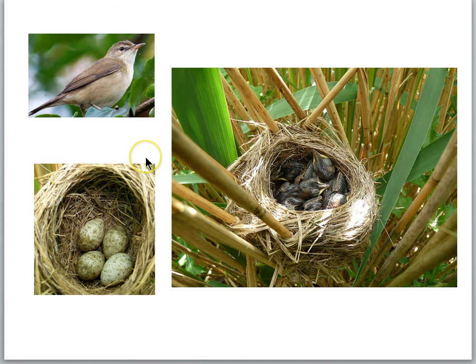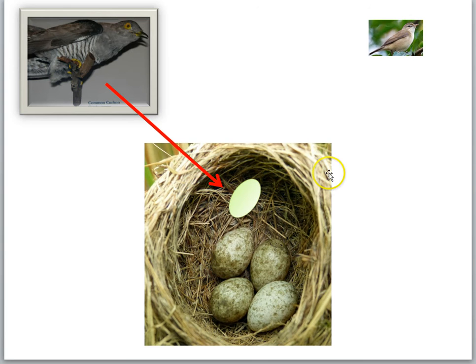Well, the cuckoo is a parasitic bird, and the cuckoo is going to victimize the warbler. Here's what the cuckoo does. Here we see the cuckoo. Here's the reed warbler nest. Soon after the warblers have laid their eggs, and while the warbler parents are away feeding, the female cuckoo bird is going to deposit one of her eggs into the nest.